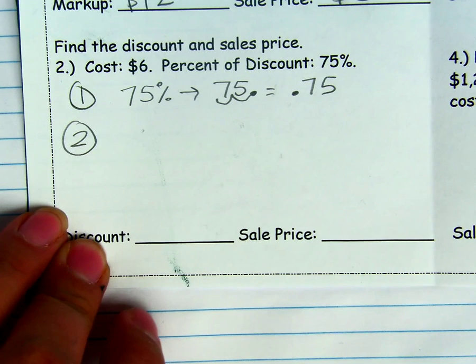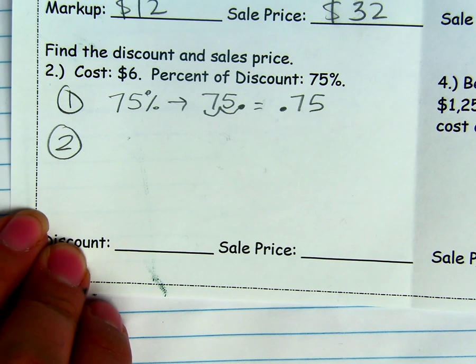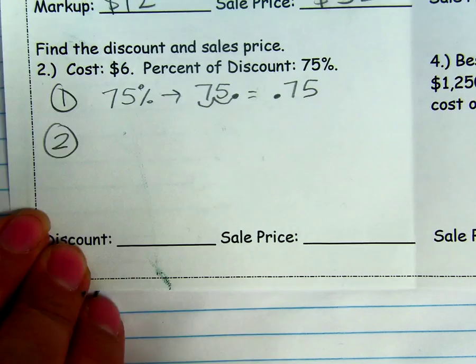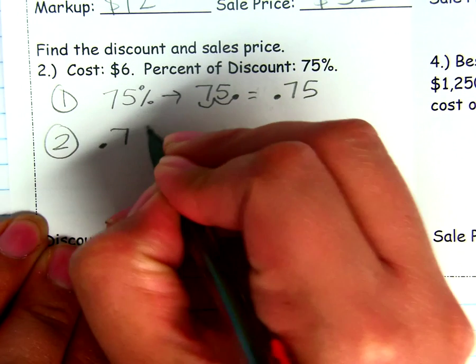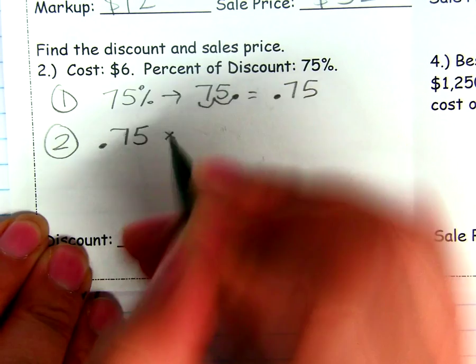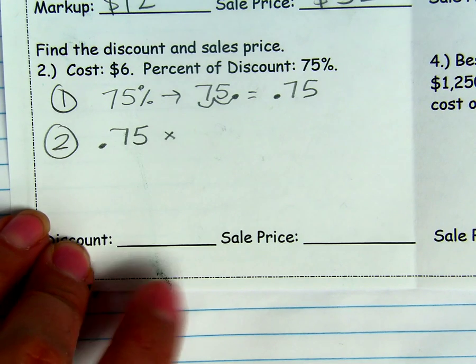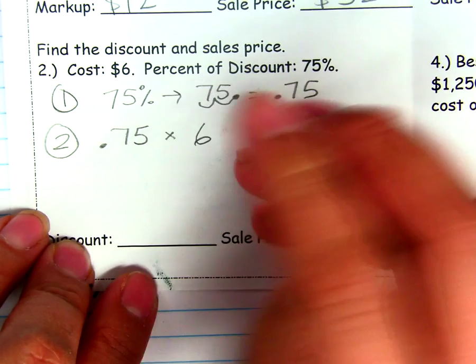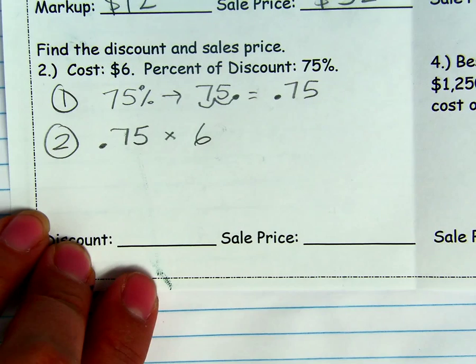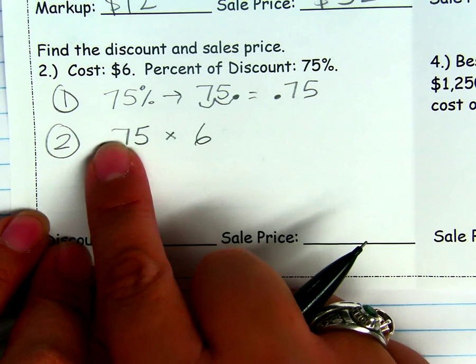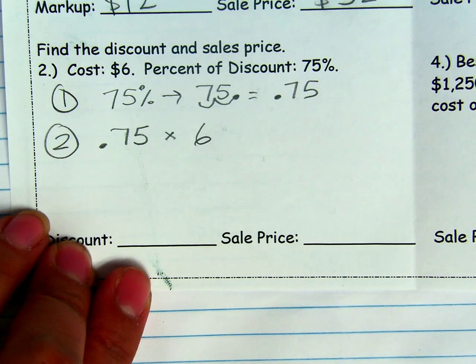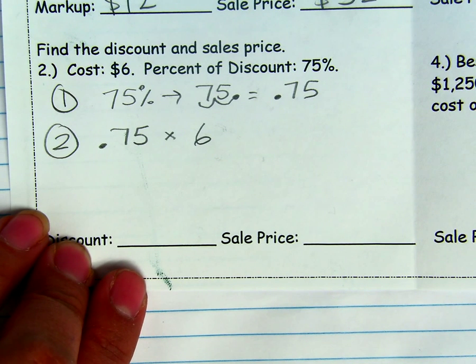What do we do in step 2? Multiply the decimal times the price. Good. Multiply the decimal times what? $6. Times the $6 because that's what it costs, right? So what we're really doing here is we're trying to find the percent of $6, right? 75% of 6. It's what we're really doing. So what is 0.75 times 6?